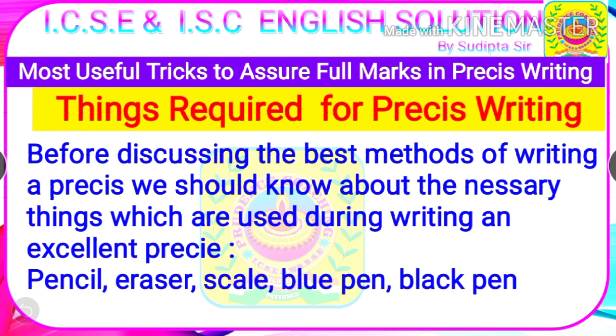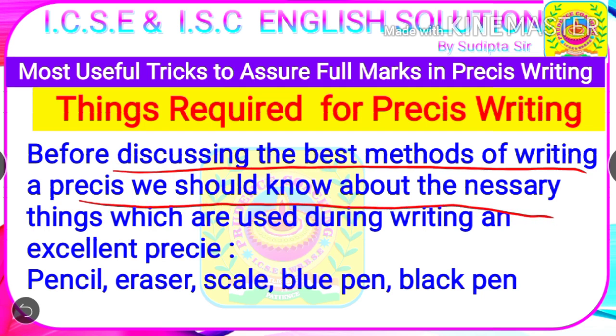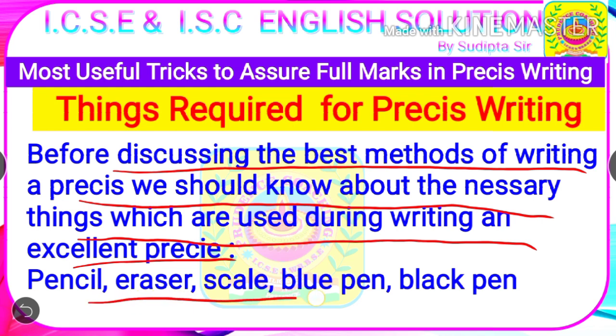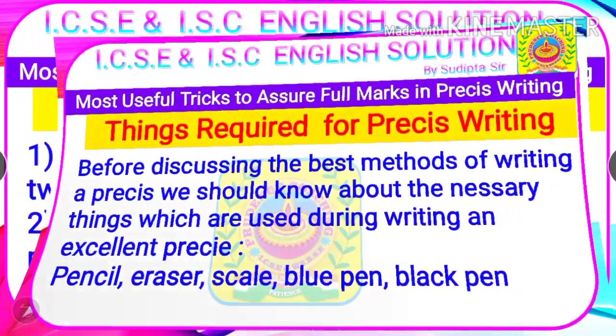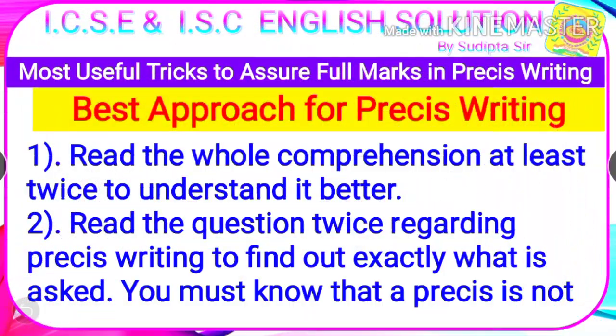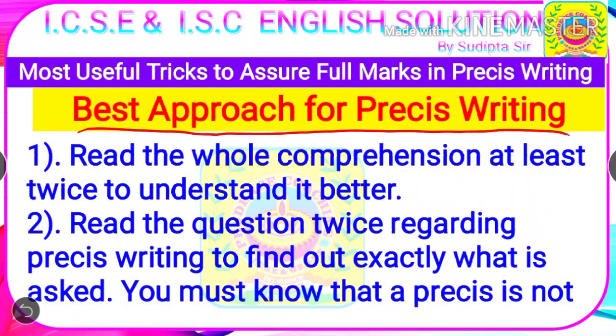So now we'll discuss this. Before discussing the best methods of writing a Precis, we should know about the necessary things which are used while writing an excellent Precis. The things are pencil, eraser, scale, blue pen and black pen. So during the exam we must gather all these instruments with us so that we can write an excellent Precis. Next, we will discuss the best approach for Precis writing.